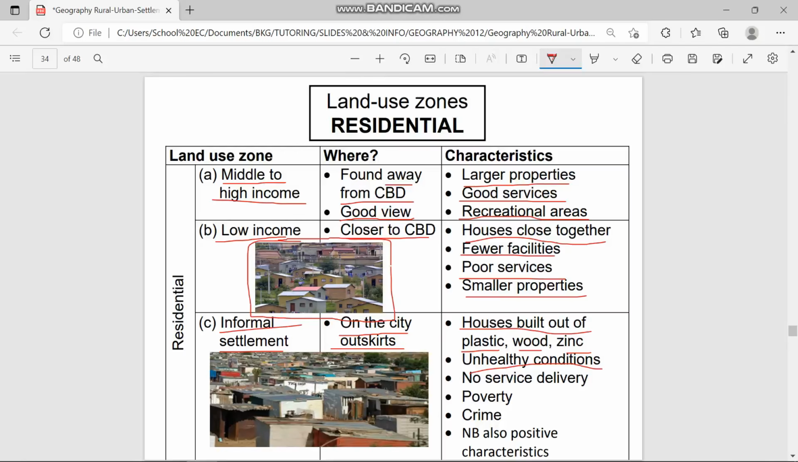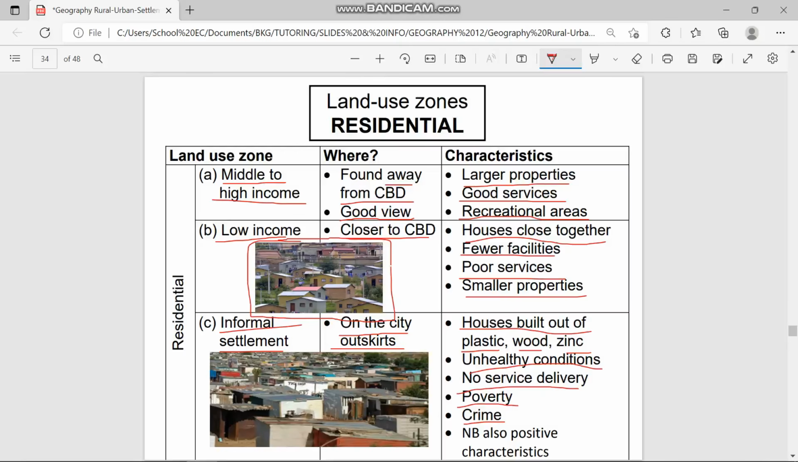No service delivered. Their settlements are built of plastics, there are no RDP houses, and no water sanitation. In some there are no toilets. There is poverty, these people are very poor because they have no money. There's also a high crime rate in squatter settlements. I like to make an example of Cape Town, where there's a high crime rate.